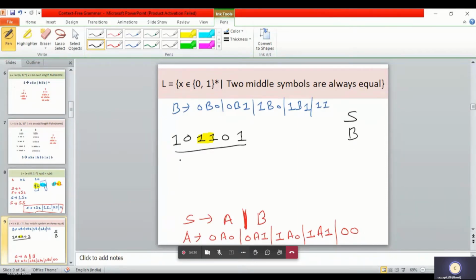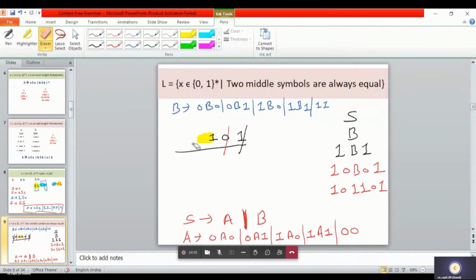Now, once it is done, my requirement is 1 and 1. So I will replace this B with 1, B, 1. Then my requirement is 0 and 0. So I will replace this B with 0, B, 0. And once we are getting the two middle symbols left, we'll replace this B with 1, 1. So we are getting this pattern: 1, 0, 1, 1, 0, 1.